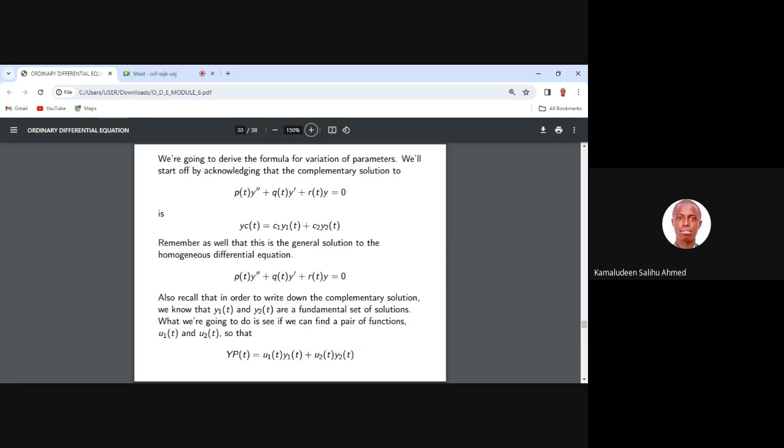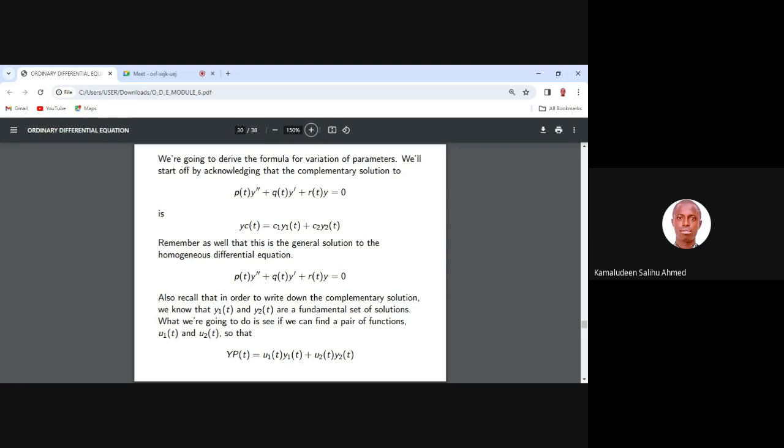Now, what will happen next? We have equation 1: p of t y prime prime plus q of t y prime plus r of t y equals 0. This does not change, it's still the same thing. Also recall that in order to write down the complementary solution, we know that y1 of t and y2 of t are a fundamental set of solutions.